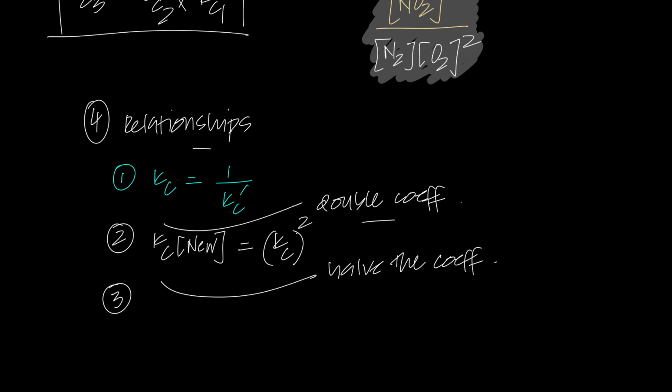It's going to have a square root effect. So the new Kc would be equal to the square root of the old Kc, or you could write it like this. If you are good in math, you could write square root as a power of 1 over 2, isn't it? Cube root is a power of 1 over 3, isn't it?